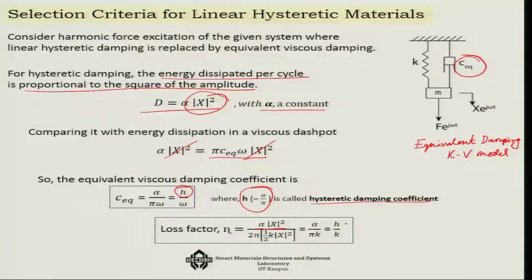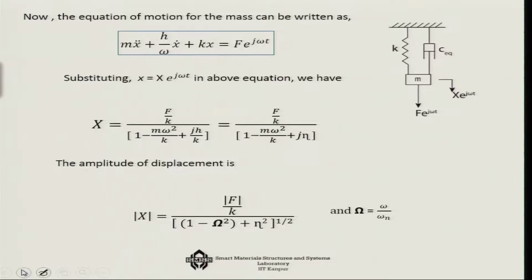So, basically you are going to get it as alpha by pi k, and since alpha by pi is H, your hysteretic damping coefficient, you can write this as H over k. That means the loss factor depends on the hysteretic damping coefficient H in this case, and also on the stiffness of the material. Now, let us look into the equation of motion of the system with this change.